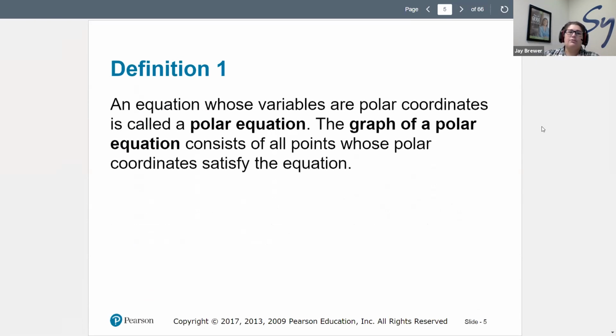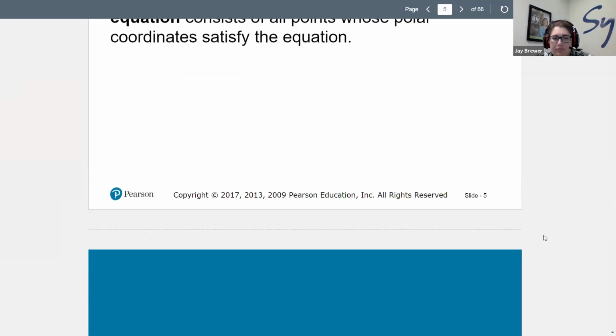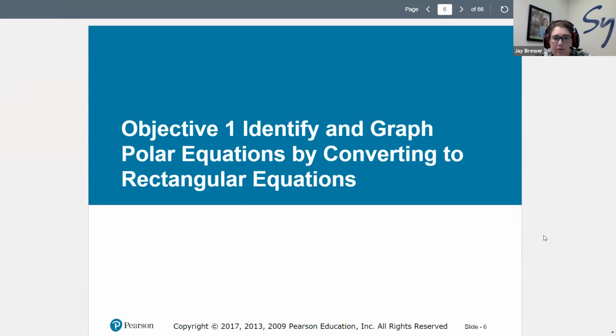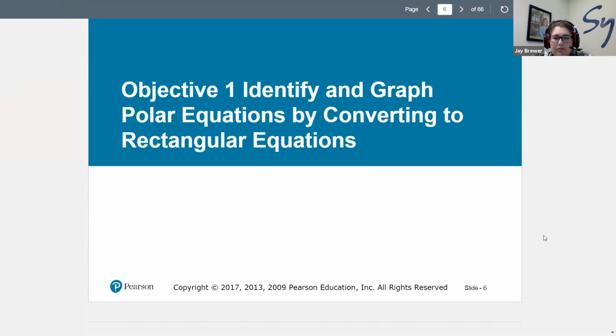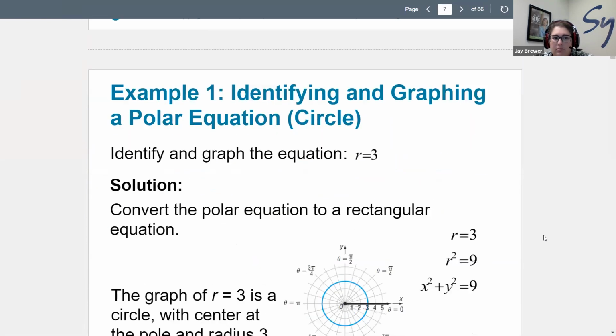Here's your definition one. An equation whose variables are polar coordinates is called a polar equation. The graph of a polar equation consists of all points whose polar coordinates satisfy the equation. Pretty standard. So we're going to dive into objective one.